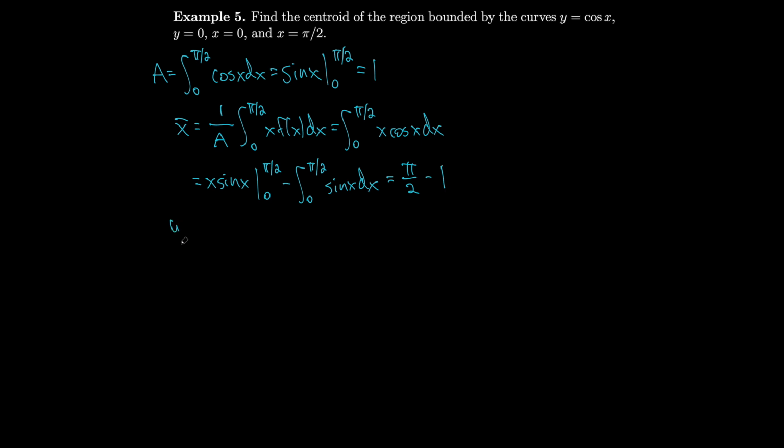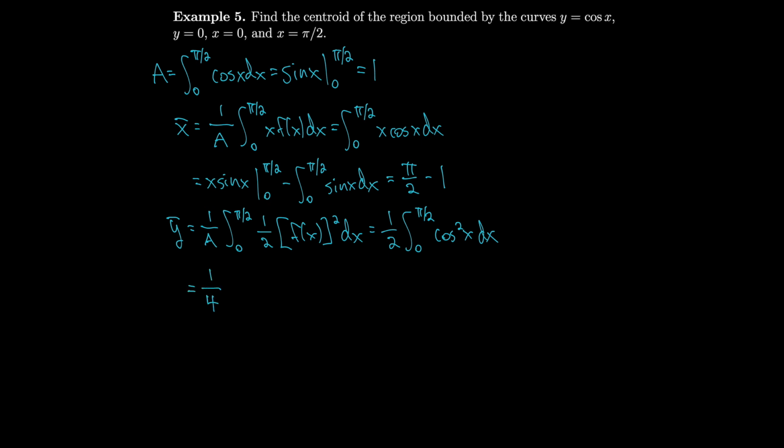So let's get y bar now. That's 1 over the area times the integral from 0 to pi over 2 of 1/2 f of x squared dx, which is 1/2 times the integral from 0 to pi over 2 of cosine squared. You might remember that we integrate cosine squared usually using a half angle identity because it's the easiest. So we'll just go and replace this with 1 plus cosine 2x.